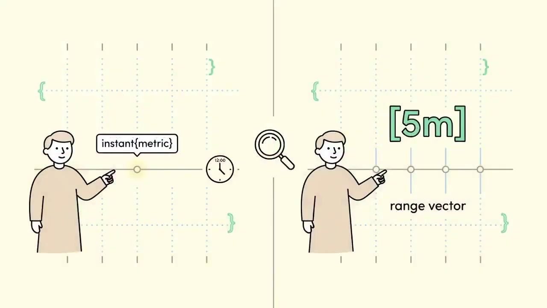When Prometheus evaluates a query, it hands you one of two vector types. An instant vector is a single sample at one timestamp, just one dot. A range vector captures every sample inside a time window, many dots swept into a bracket labeled 5M. That window is where all the real analysis happens.